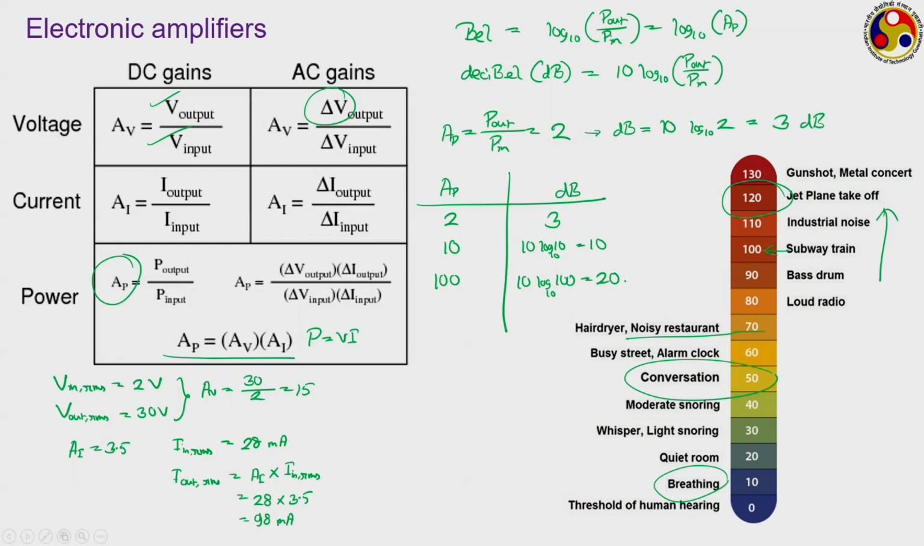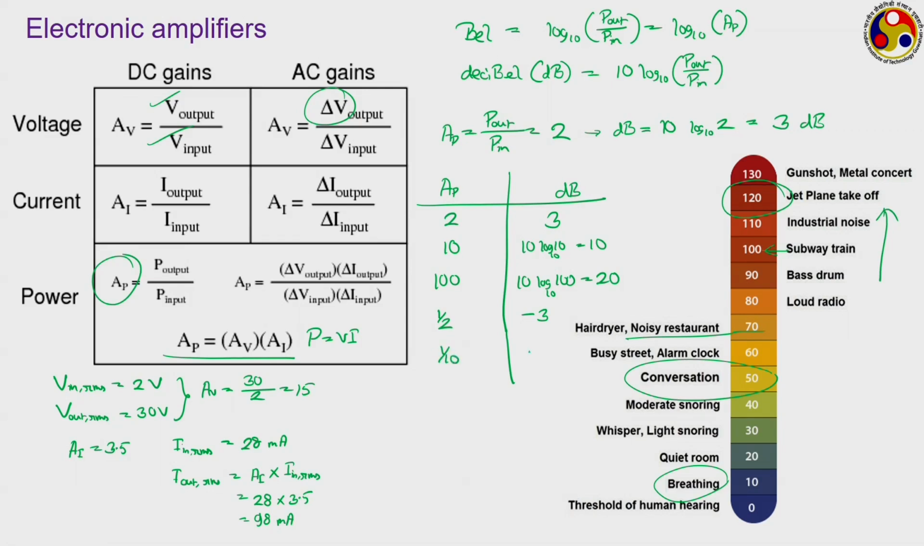So, when the gain becomes 100 times, or output power is 100 times stronger than the input power signal, the decibel value will become 20. Similarly, if your gain is half, then it will be just minus 3, because that means when the output power is half of the input power, we can represent that as a decibel of minus 3.